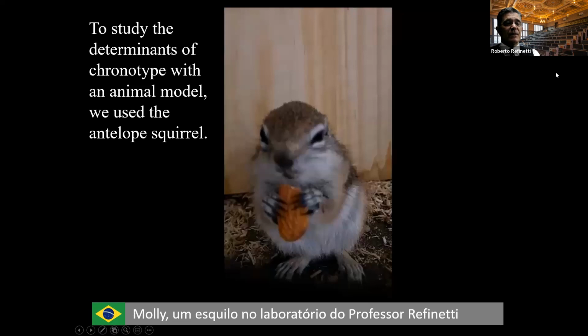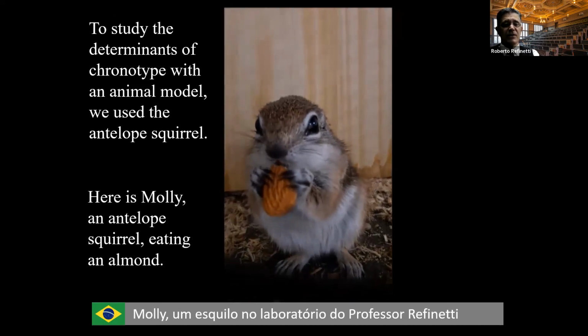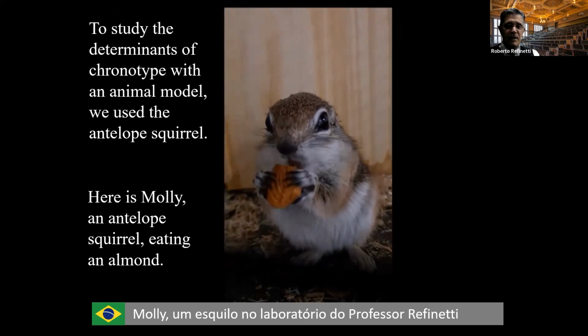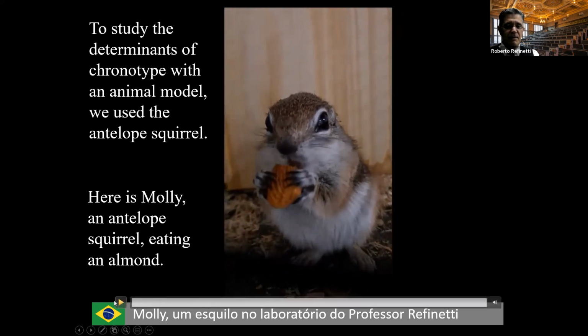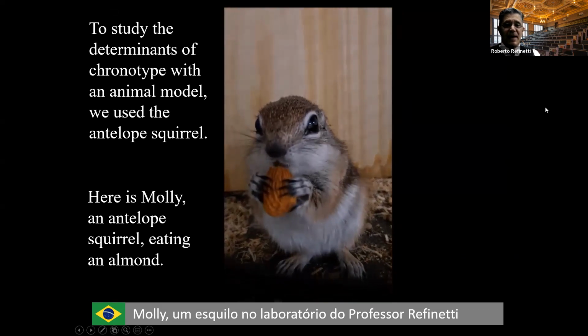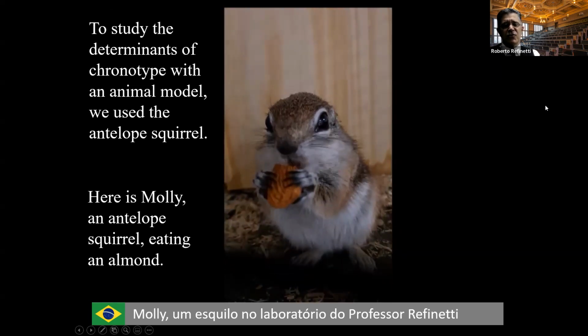To study the determinants of chronotype with an animal model, we use the antelope squirrel. And here is Molly, an antelope squirrel eating an almond. If you don't think this is the cutest animal you've seen, let me run it again. They really enjoy almonds as a treat. It's not their main diet. All right, so what did we do?